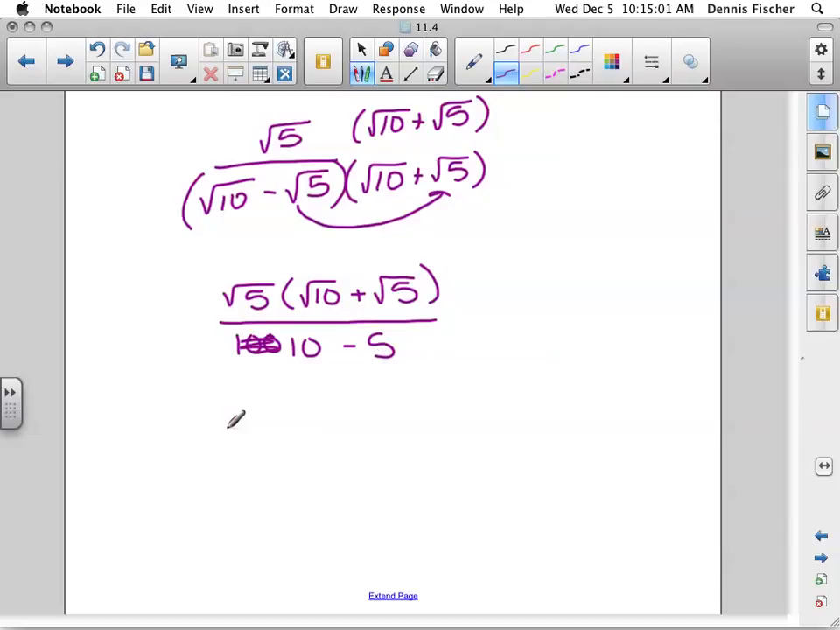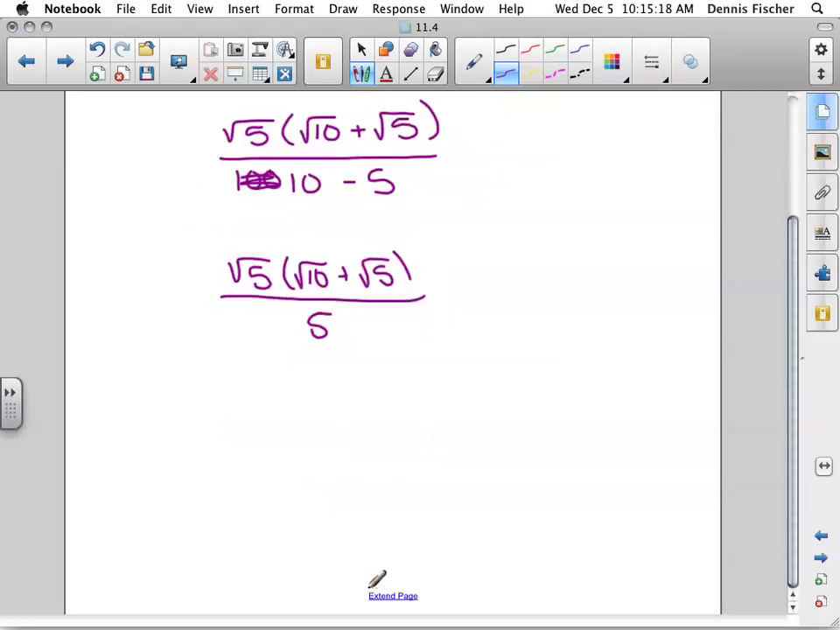So now I have the square root of 5 times the square root of 10 plus the square root of 5, over 5. Got a few steps to do now. Can I bring the 5 and cancel these two off? Not yet. What we're going to do is bring this through the parentheses. Square root of 5 times square root of 10 is square root of 50. Plus square root of 5 times square root of 5 is, I'll leave it as square root of 25 for now.